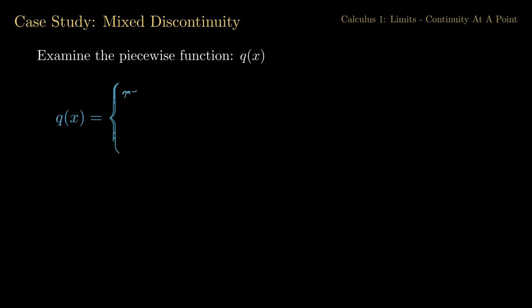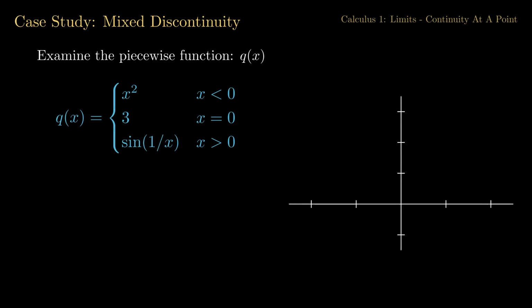Now, let's conduct a comprehensive case study. Consider the function q of x equals x squared if x is less than 0, 3 if x equals 0, and sine of 1 over x if x is greater than 0. Let's identify the types of discontinuities in q of x.